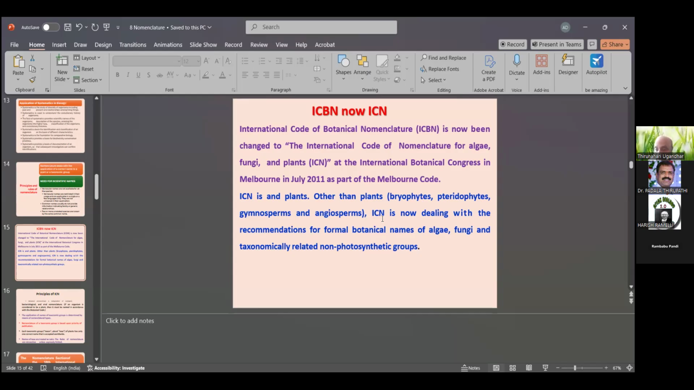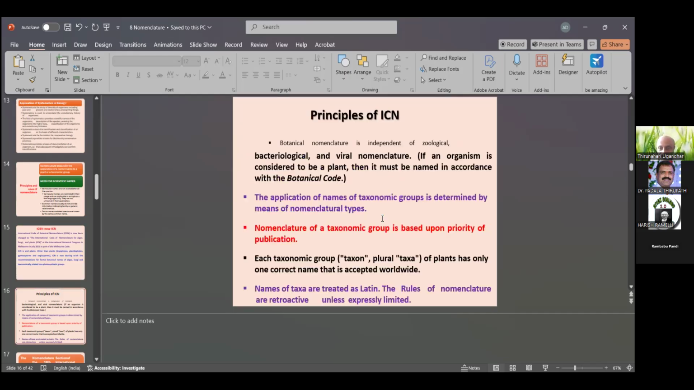It is now dealing with the recommendation for non-formal botanical names of algae, fungi, and taxonomic groups related to the non-photosynthetic. Photosynthetic groups and non-photosynthetic groups, the two types of groups are related. The photosynthetic groups are also called algae, then bryophytes, then pteridophytes, then gymnosperms. Fungi are also non-photosynthetic groups. These two types of groups may be related to the classification of plants.